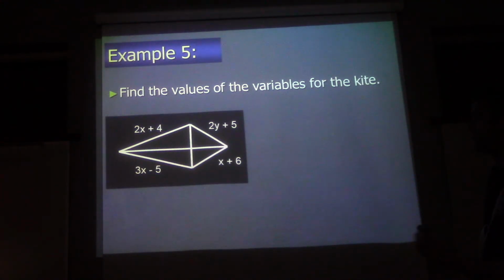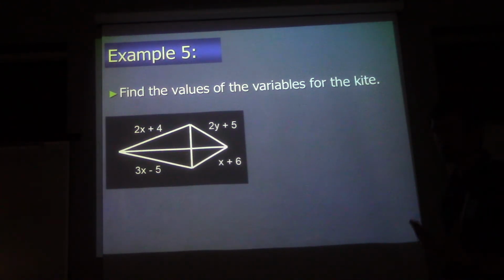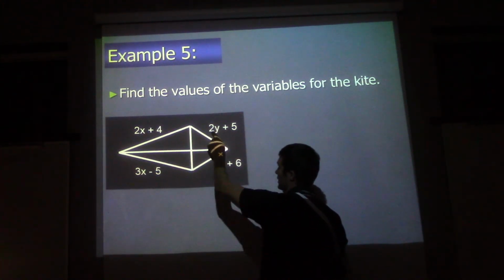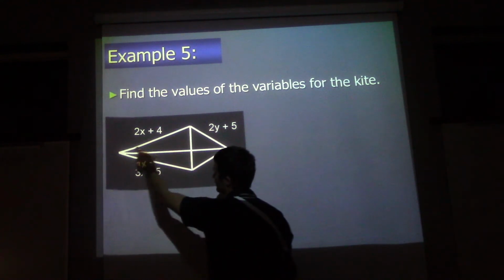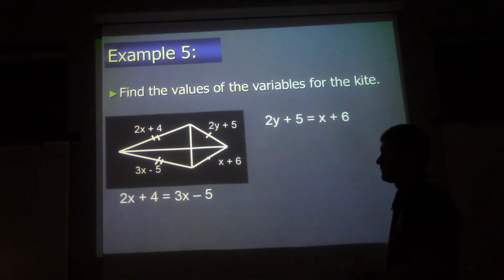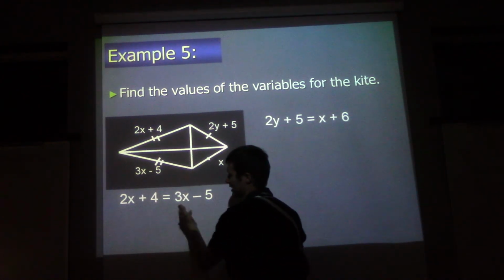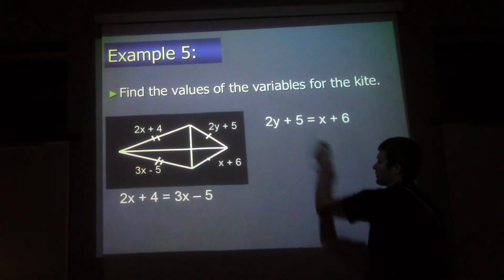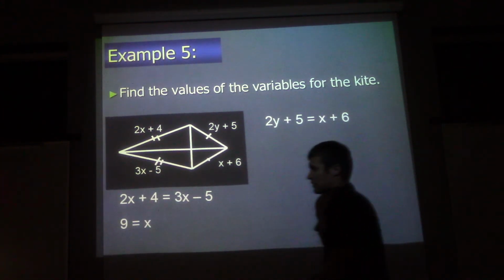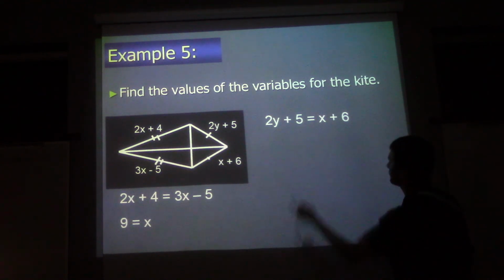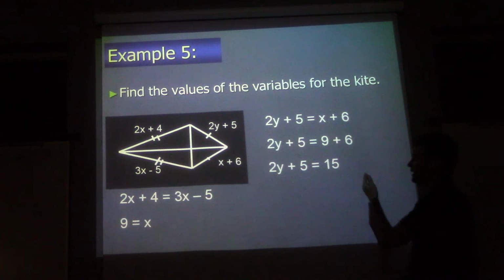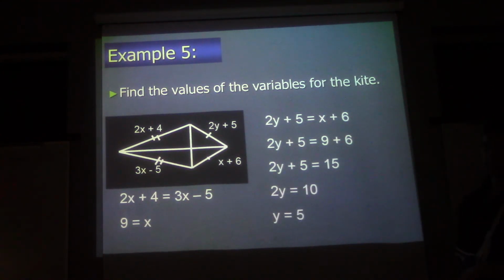And last example, you have a kite. So what's our definition of a kite? Well, adjacent sides are congruent. So this right here is equal to this, and this side is equal to that side. So we go ahead and state that. Now I'm going to solve for this one. You have x. This one right here, I have 2 variables. So I'll solve for x here, subtract 2x, add 5, so x is equal to 9. Then I would plug in 9 over here. 9 plus 6 is 15. Subtract 5, divide by 2, y is equal to 5.